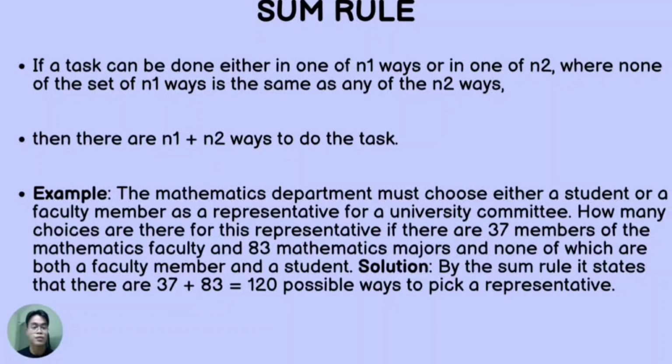So, what is the sum rule? The sum rule says that if a task can be done either in one of n1 ways or in one of n2 ways, where none of the set of n1 ways is the same as any of the n2 ways, then there are n1 plus n2 ways to do the task.